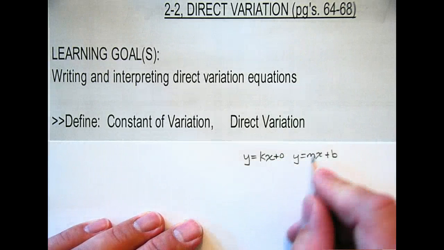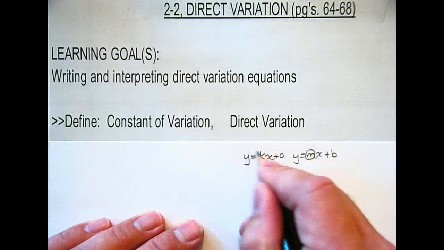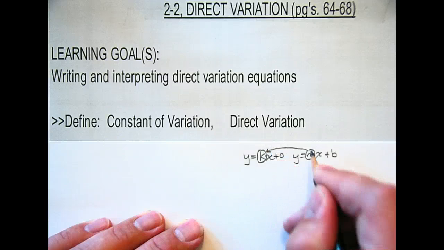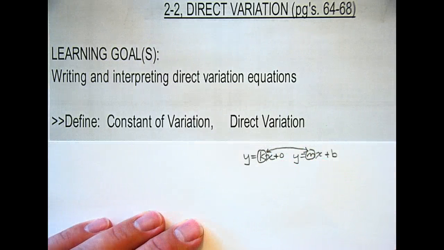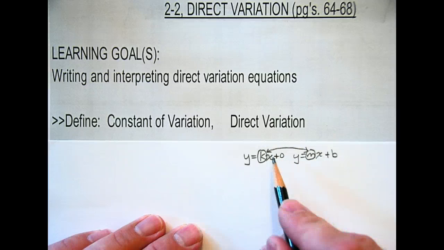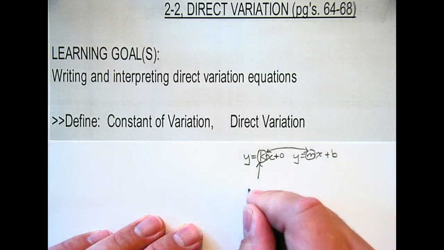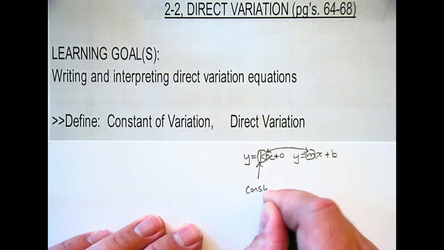That would mean that m and k are the same. They both represent slope. It's just in a direct variation, we call it k our constant of variation. We don't really call it a slope. That's another name for slope.